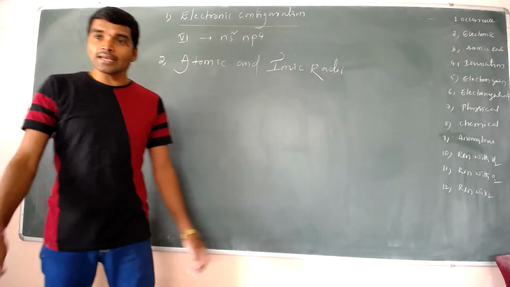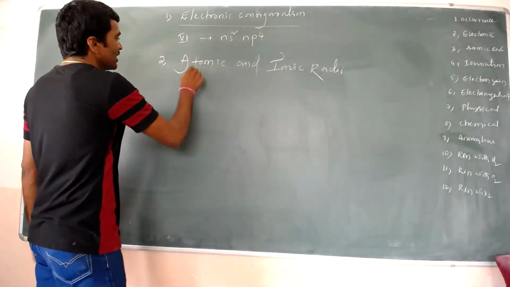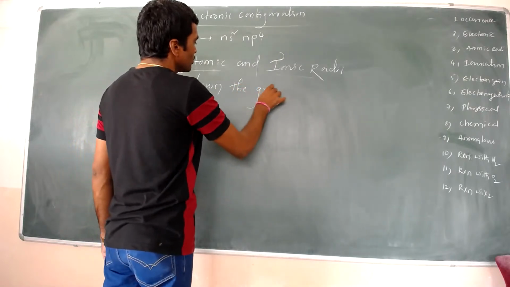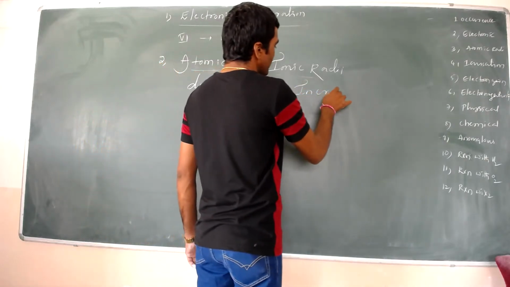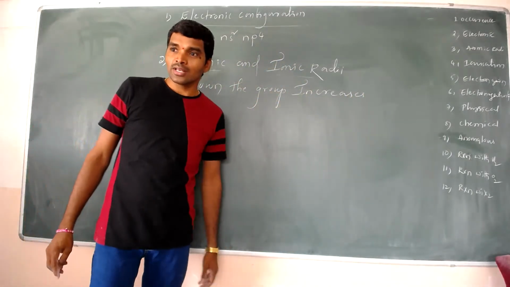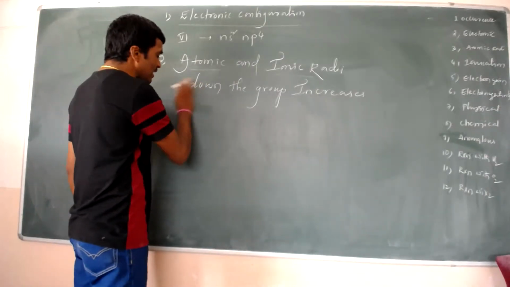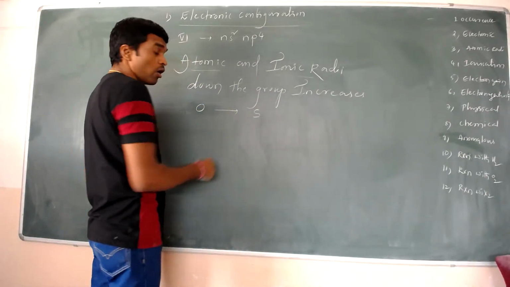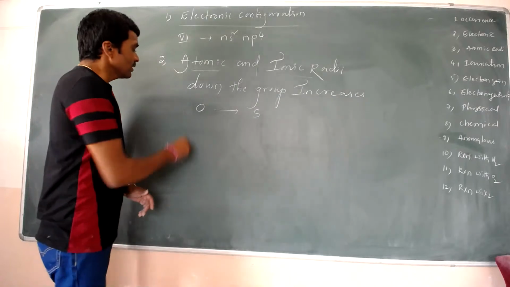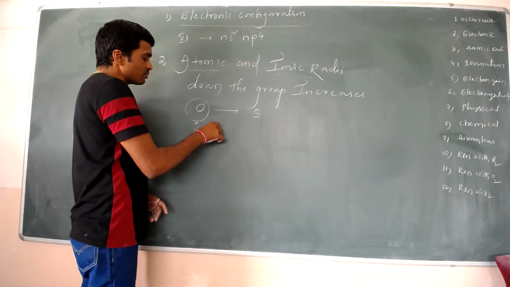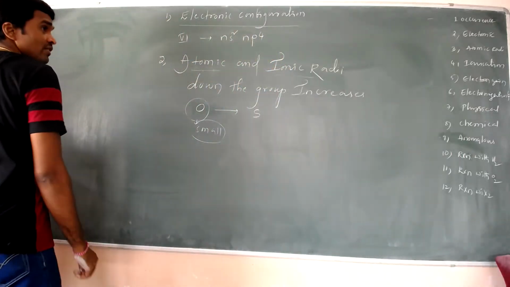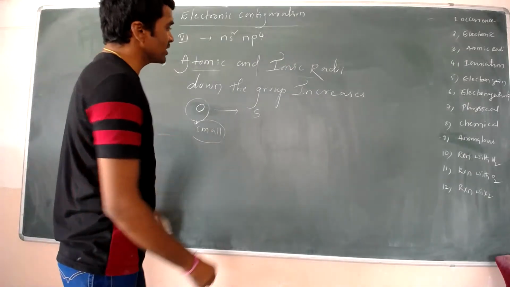Atomic and ionic radii increase down the group. There is a large difference in size between oxygen and sulfur. In this group, oxygen is the smallest, a very small one. Next we are going to discuss the ionization enthalpy.